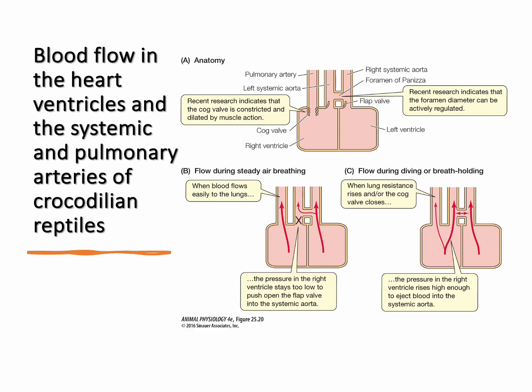This shows the blood flow in the heart ventricles and the systemic and pulmonary arteries of crocodilian reptiles, right? So if you look at the anatomy, they do have two ventricles, but they maintain a connection between the systemic and pulmonary circuits via the foramen of Panizza. So this is basically a connection between both of them, even though there are two ventricles. This allows for selective control of blood flow during diving or thermoregulation.